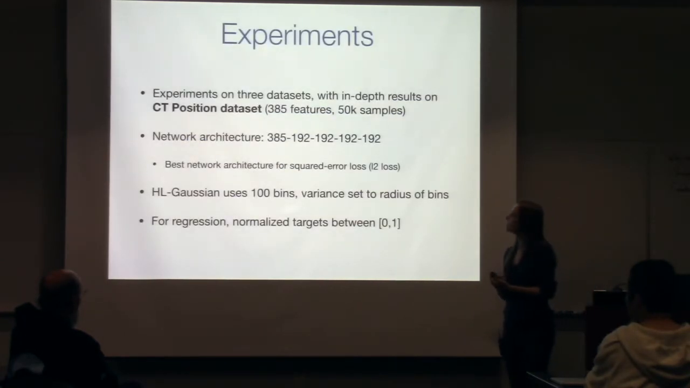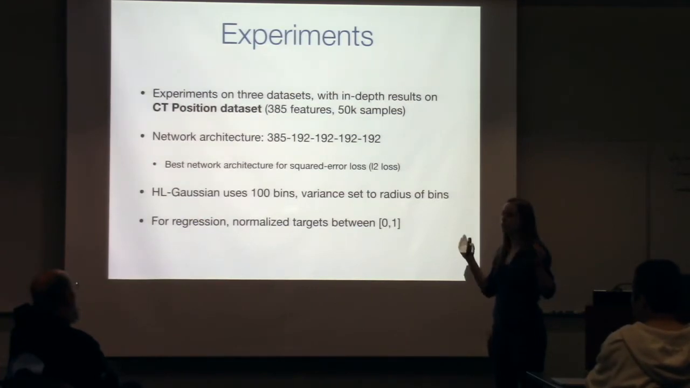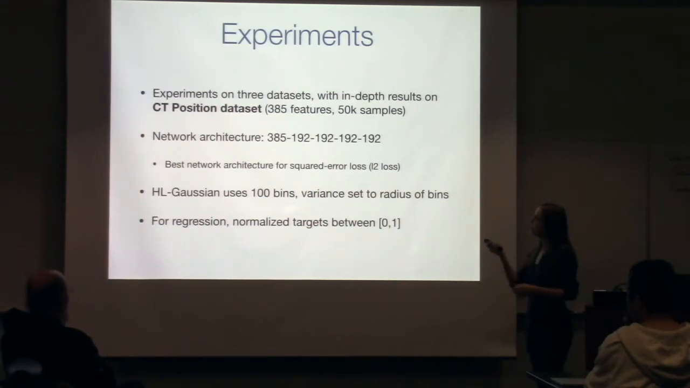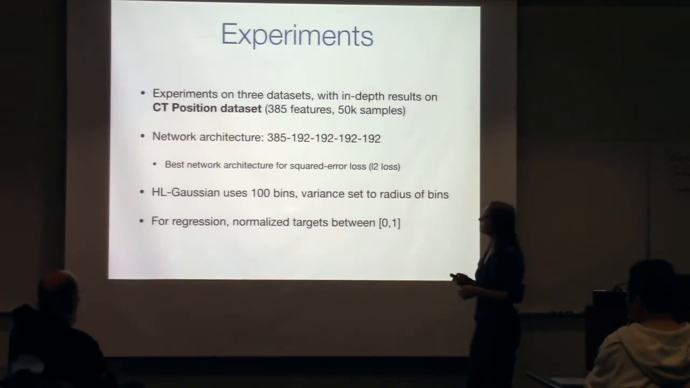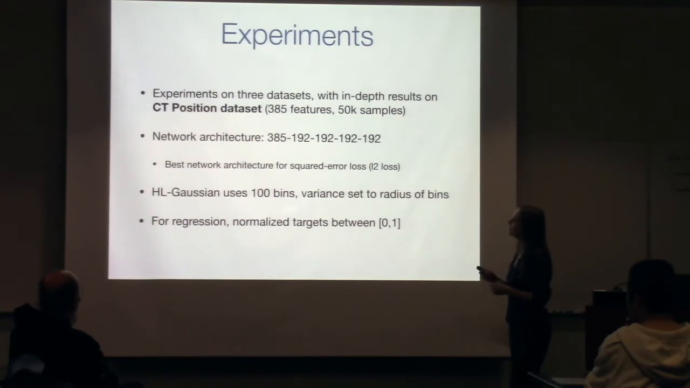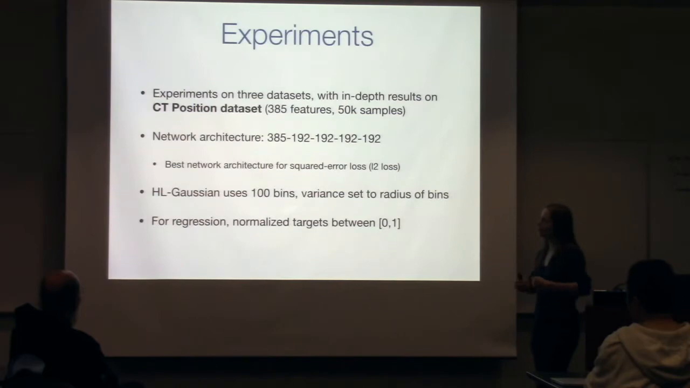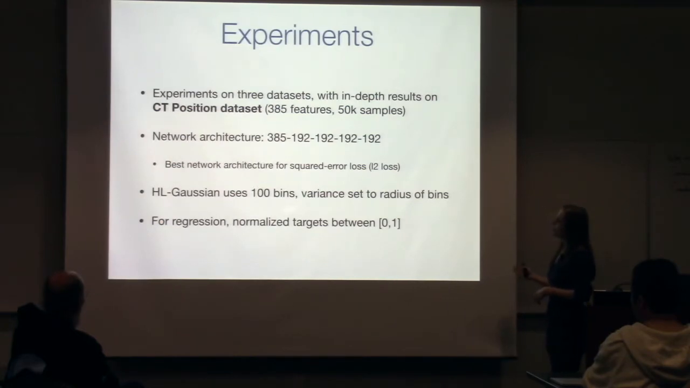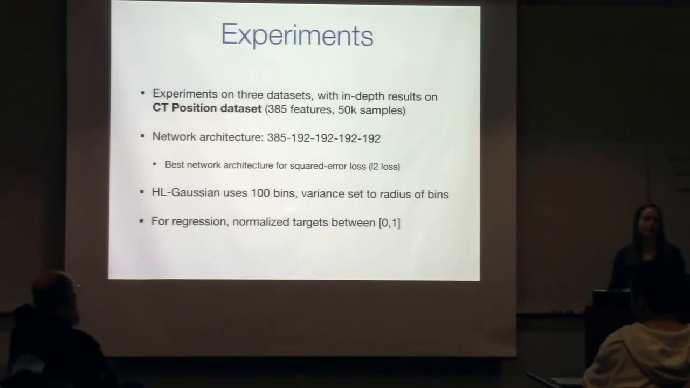Okay, so we conducted some experiments on 3 data sets, and we dove into one data set where there seemed to be more difference, to try to understand what was causing that difference. We used this CT position data set, which had 385 features, 50K samples. We picked this network architecture, 385 inputs in, and then 4 layers of 192. This was chosen to make the squared error loss do as well as possible across a bunch of different network architectures that Hassan tried. We fixed the number of bins used in the Gaussian and fixed how the variance is set. And for regression, we normalized the targets, because that was really important for getting regression to work well.